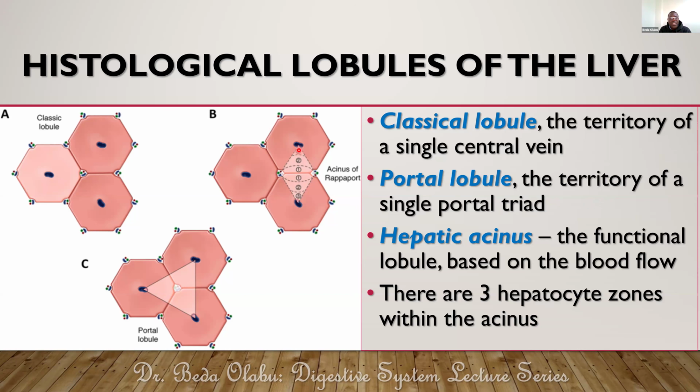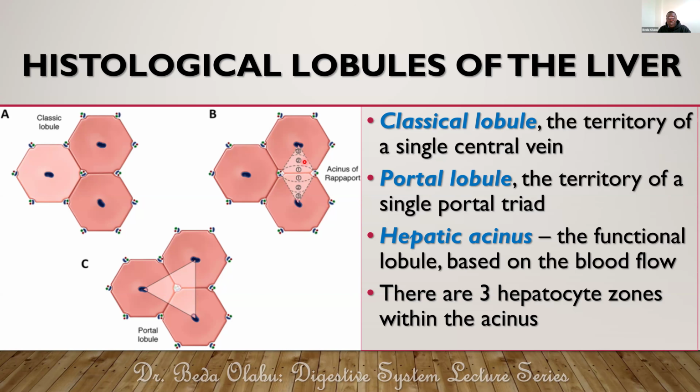Compare that to cells in zone 3 near the central vein. These cells receive the lowest amount of oxygen. They receive the lowest quantity of toxins, and they receive the lowest quantity of nutrients. These cells are less metabolic compared to cells in zone 1. So zone 1 cells are the most metabolic cells. Zone 3 cells are the least metabolic cells. Of course, zone 2 is an intermediate.